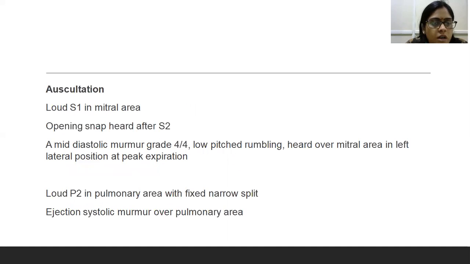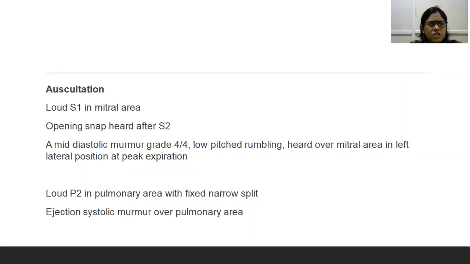On auscultation, loud S1 is heard in the mitral area. Opening snap is heard soon after S2. A mid-diastolic murmur of grade 4 by 4. Your systolic murmurs will have 6 grades, diastolic only have 4. The mid-diastolic murmur grade 4 by 4 is low-pitched and rumbling, heard over the mitral area in left lateral position at peak expiration. In the pulmonary area, there is a loud P2 with fixed narrow split, and ejection systolic murmur is also heard over the pulmonary area. So this is your examination.